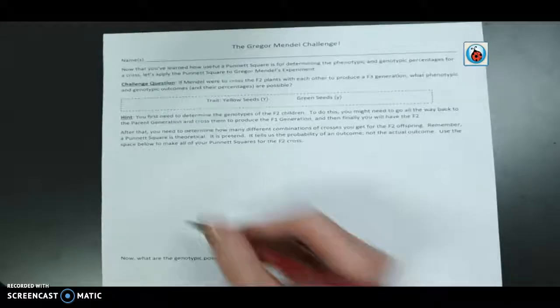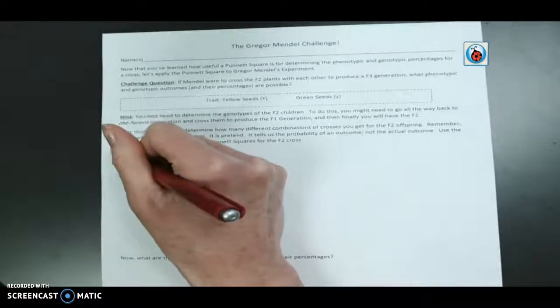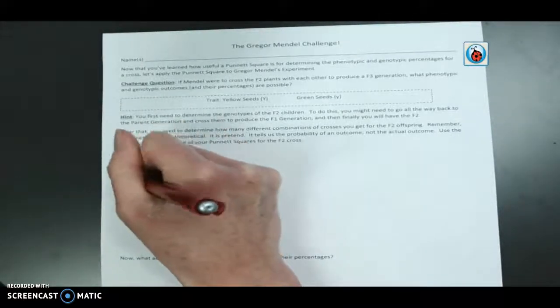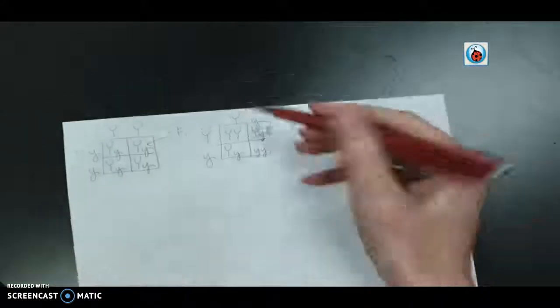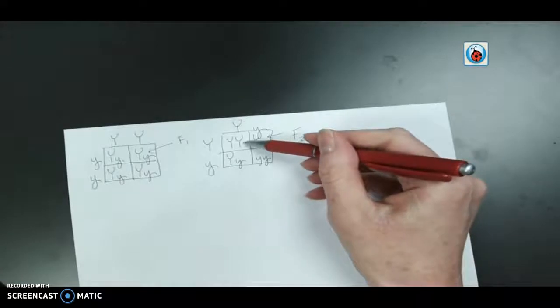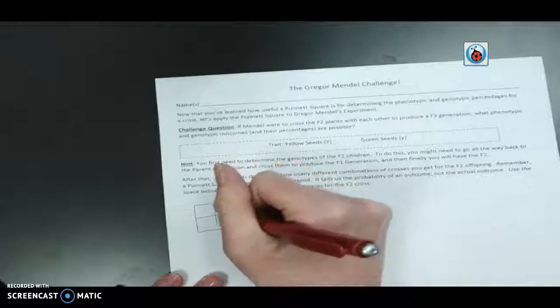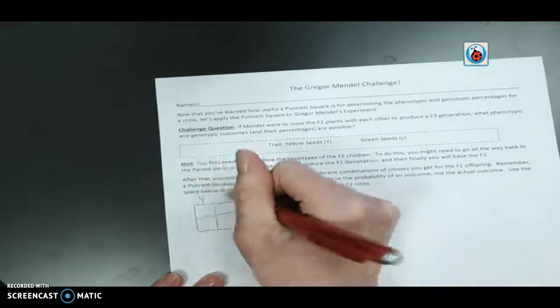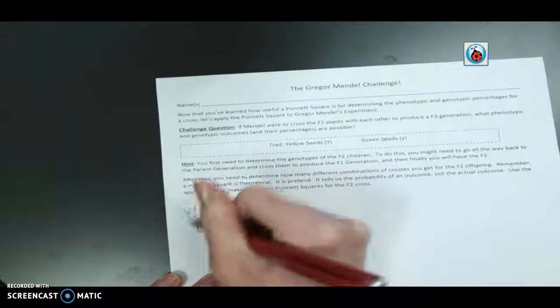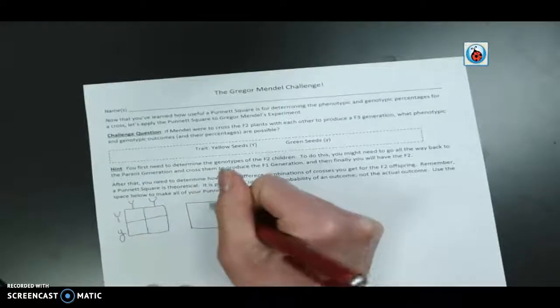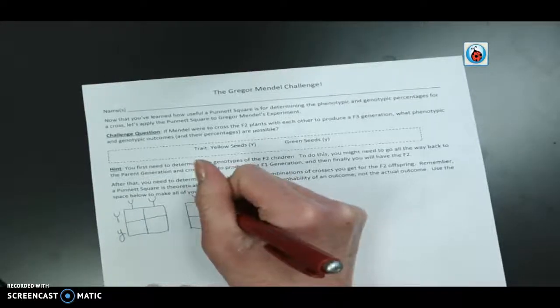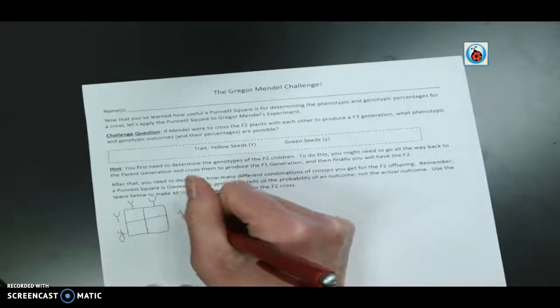Okay? So to get started, if I think back to those F2 babies, well, if I look, looks like I've got homozygous dominant. I could cross with a heterozygous. So I'm going to do that right now. And I'm actually just going to set up all of my possible crosses. I could also cross a homozygous dominant with a homozygous recessive.